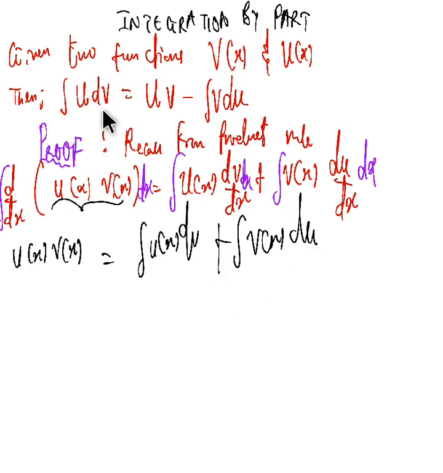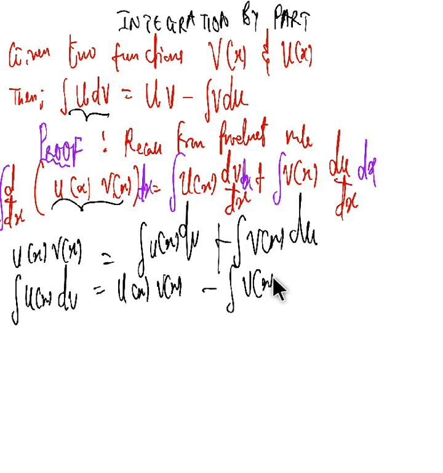Okay, but how do we make this term the subject of the formula? You can just bring u of x, v of x to the right hand side and bring the integral of u of x dv to the left hand side. So we have the integral of u of x dv equal to u of x, v of x, minus the integral of v of x du. All right, so that's how we derive that very important formula.